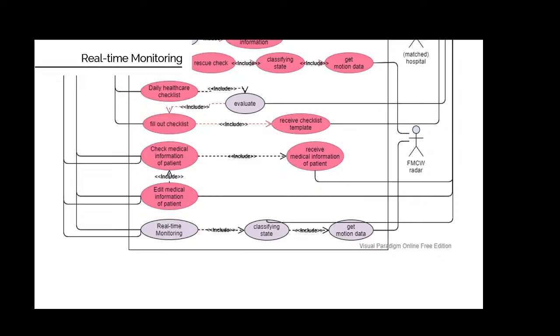Final use case is real-time monitoring. If the user clicks the real-time monitoring button in the app, the user can check the patient's real-time state, either safe, emergency, or absence. In this process, the FMCW radar transmits movement data, and our system classifies it into 3 states. And then the user database receives that classified state and stores it. That classified state is received by the user.